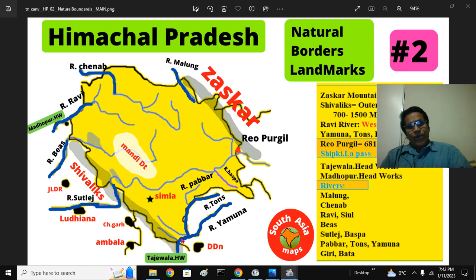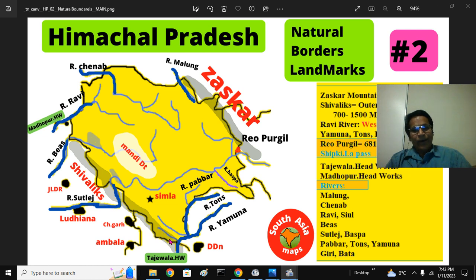On the eastern part, on the Yamuna, there is the Tajewala headworks. It was built by the British Indian government a long time back, around 1870 or so. On the other side, the river Ravi borders this. This is the river Ravi. This is the Pir Panjal here and the Dhauladhar mountains here. This is the Siul river. On the west side, the Ravi and Siul border it, and you can see the Madhopur headworks. The Madhopur headworks and Tajewala headworks you can consider natural boundaries.